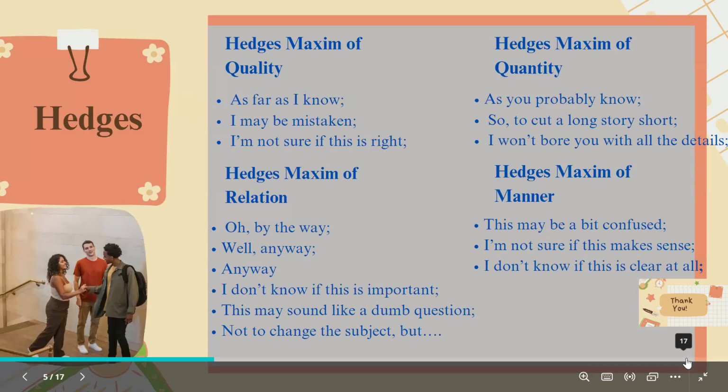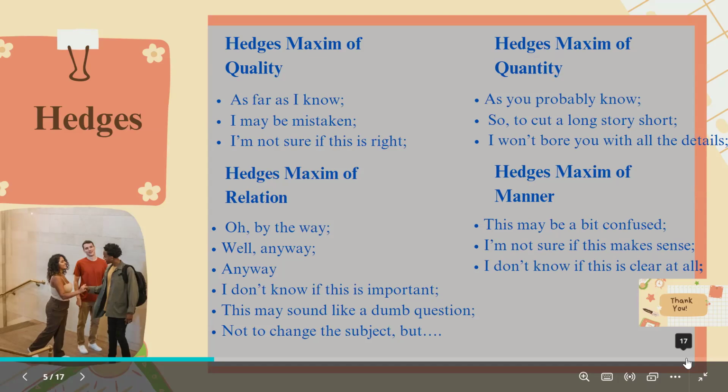There are 4 hedges for the maxims. The first is hedges of the maxim of quality: as far as I know, I may be mistaken, I'm not sure if this is right. For example, as far as I know, they are married. I may be mistaken, but I saw a wedding ring on her finger.